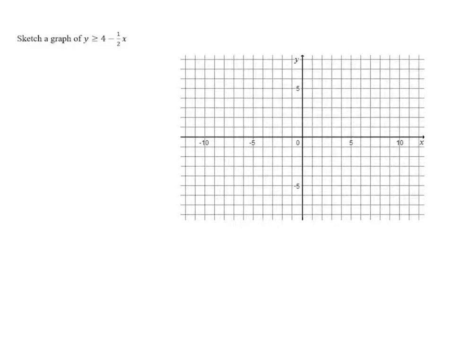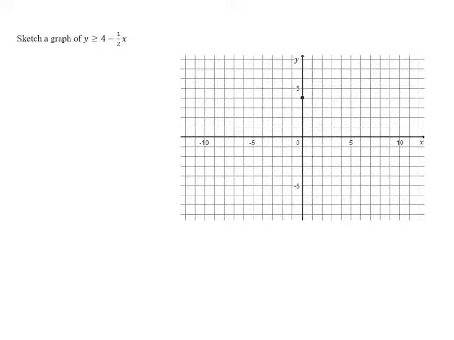Sketch a graph of y is greater than or equal to 4 minus 1/2 x. Again, just like the last one, this is already in slope-intercept form, so it's pretty easy for us to figure out what the line would be. The y-intercept is 4, so we're going to look at 4 on the y-axis.